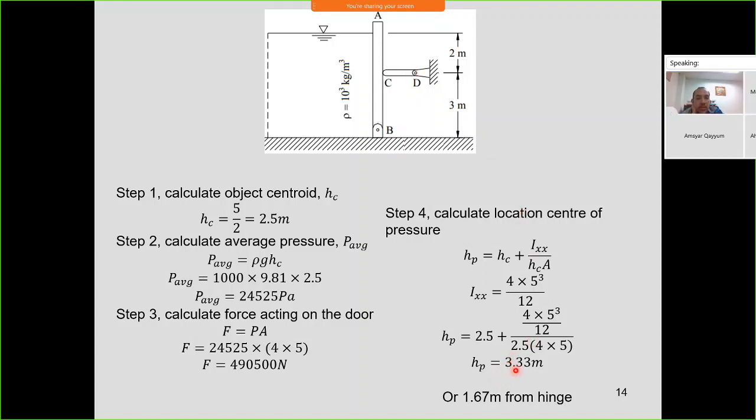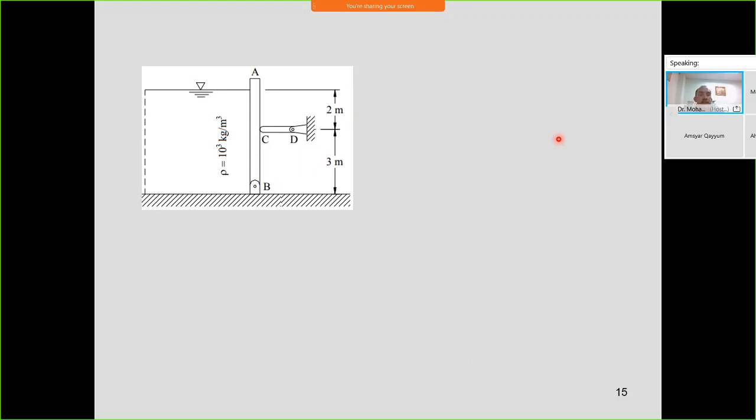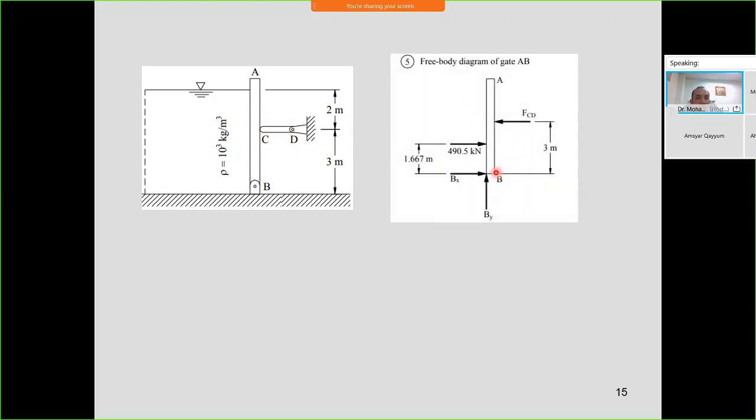So before that, HP is equal to 3.33 meter from the water surface, or 1.67 meter from the hinge. Meaning 5 minus 3.33, you got the length from the hinge is 1.67 meter. To determine the force acting on the thrust CD, I think this defines the best free body diagram for this case. So for B, it is a hinge, and then you got force FCD. You need to determine what is the force, and you know that the hydrostatic force acting on the surface is 490.5 kilonewton, and it is acting 1.667 meter from the hinge.